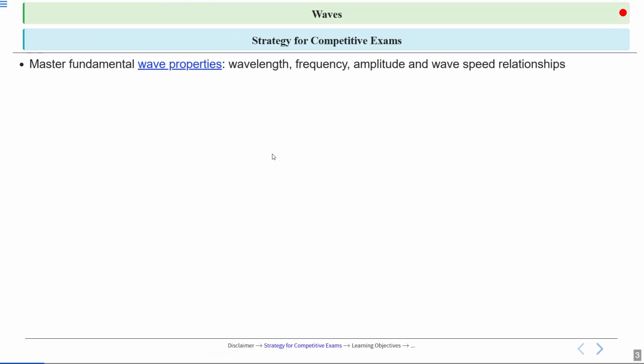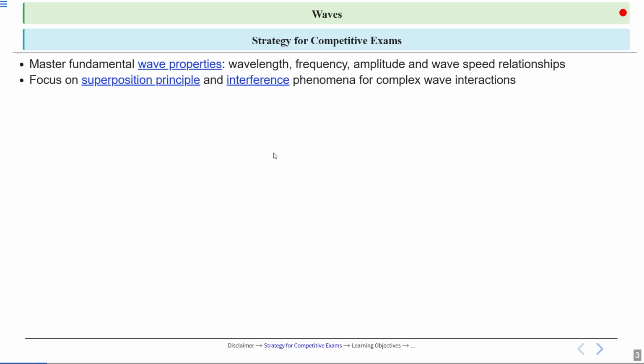Strategy for competitive exams. So to develop good problem solving skills we should master fundamental wave properties: wavelength, frequency, amplitude, and wave speed relationships. Focus on superposition principle and interference phenomena for complex wave interactions. Practice wave equations and their solutions across different boundary conditions.